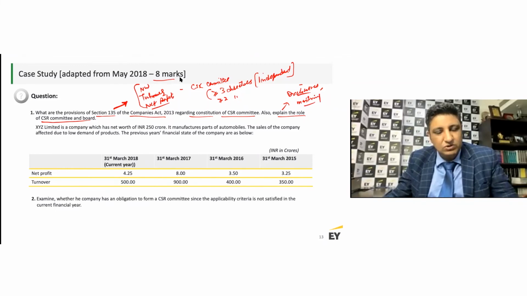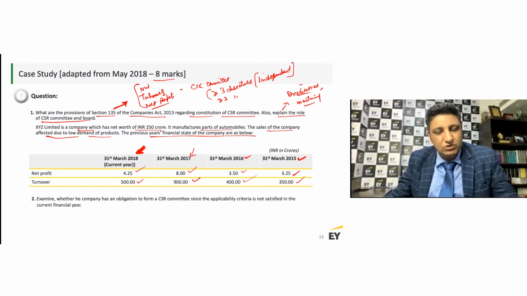well. Okay, so now given also XYZ Limited is a company which has a net worth of 250 crores. All right, it manufactures parts of automobiles. The sales of the company are affected due to low demand of product. The previous year's financial state of the company is given as below, which is turnover is 500 crores, which is for the year 31st of March 2018. The net profit is 4.25 crores. For the earlier periods, 31st of March 17, the profit was 8 with the turnover of 900 crores. 16, it was 3.5 crores with a turnover of 400 crores. And in 2015, it is 3.25 crores and 350 crores respectively.